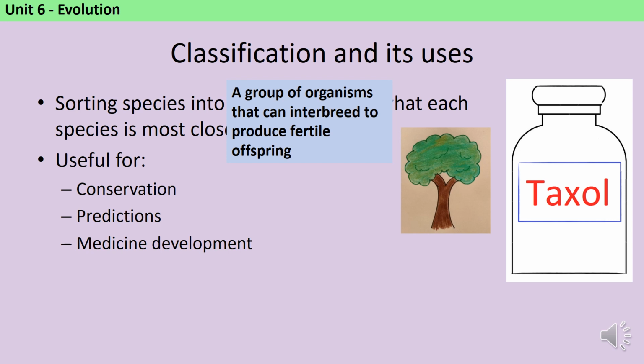But the problem was that it was only in the bark, and if you strip the bark off a tree then it kills it. And also there was so little of it there that you needed 6 fully grown yew trees in order to make enough Taxol to treat one person, and that's just not sustainable.